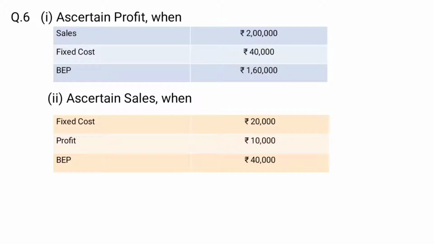Part 2. A certain sales when fixed cost amount is given as rupees 20,000, profit amount is given as rupees 10,000 and BEP for sales is given as rupees 40,000. So let us start with the solution.